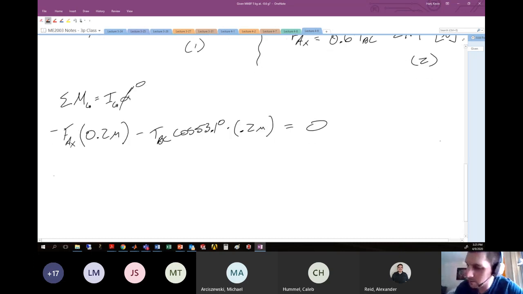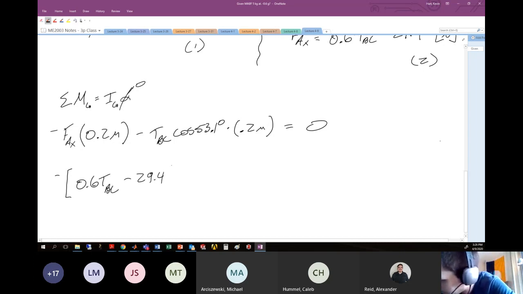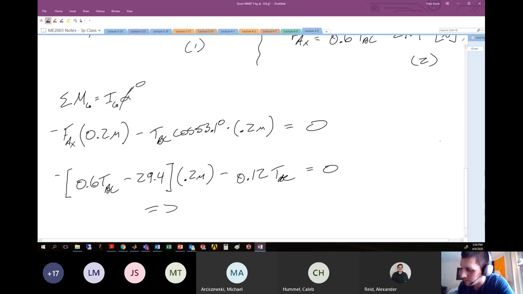And we'll end up with negative, I'm going to plug in that relationship number 2, which is 0.6 T BC minus 29.4. That's newtons, multiplied by 0.2 meters. Can't forget your moment arm. Then this is minus, again, cosine 53.1 is 3/5 multiplied by 0.2. We'll end up with 0.12 times T BC here equal to 0. We can solve this guy.